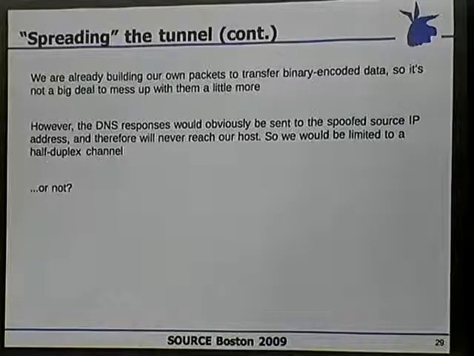Since we are already messing with our packets quite a lot in order to shove binary data into them, it's not a big deal at this point to mess with them a little more and just change the source IP address. The problem is that the spoofed DNS request will very likely reach our host, but our host will send out a response to the DNS server, which will try to deliver it to the spoofed IP address. That means our agent is not able to receive the response, and we would be limited to a half duplex channel.